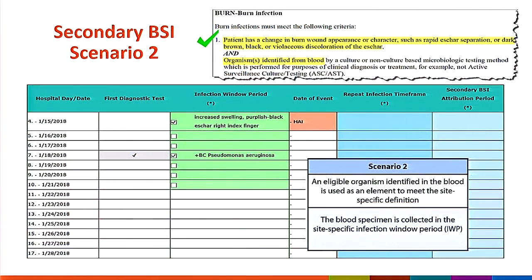So in this case, the patient actually meets the burn criteria. They had criterion 1, patient has a change in the burn wound appearance or character. They give some examples such as rapid eschar separation, which we don't have, but we do have the violaceous discoloration of the eschar. And there is an organism identified from the blood.